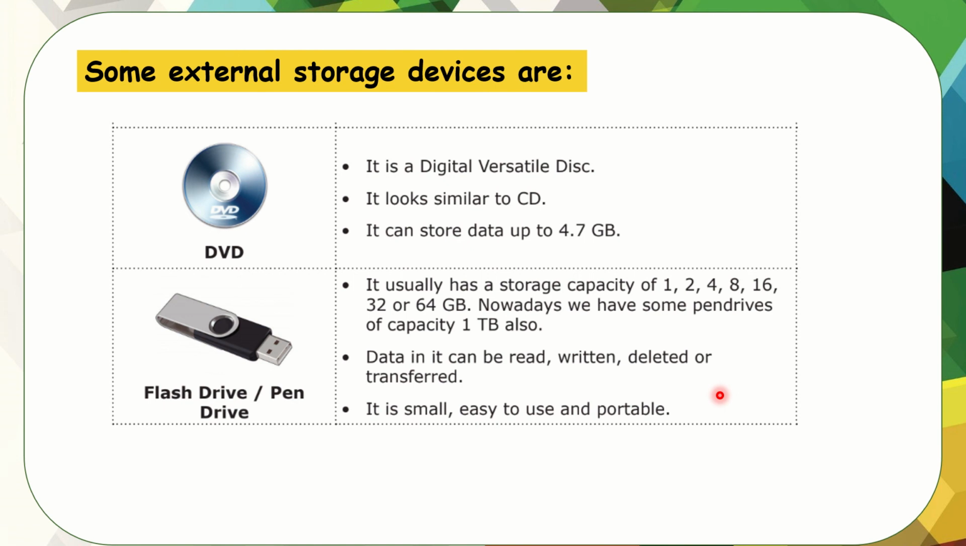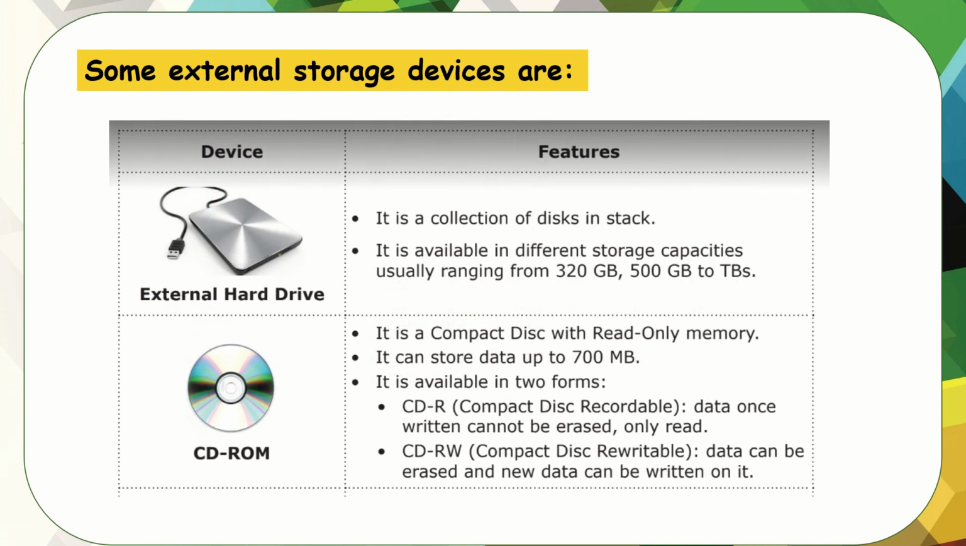Got it? Now these are the different external storage devices we have. One more is the external hard disk. You are aware of the hard disk we have, but we can have a portable hard disk also nowadays. It is a collection of disks in stacks. Got it? And the available storage capacity for the external hard disk ranges from 320 GB to 500 GB or 2 terabytes.